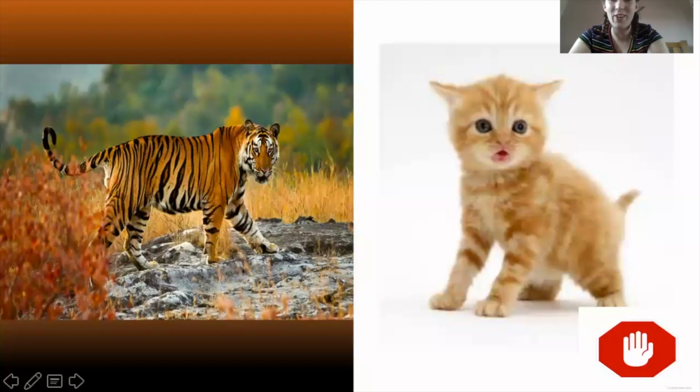Here is a picture of a tiger and a kitten. I want you to stop the video. I see the stop sign and I want you to see how many similarities and differences you can find in the picture. You might want to write them down, or you might want to tell them to someone in your house or a teddy bear. I want you to see how many similarities and differences you can think of.